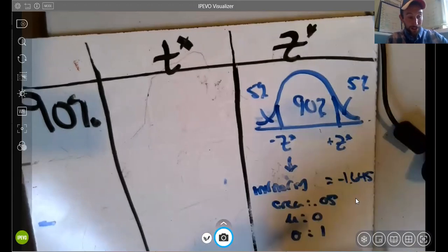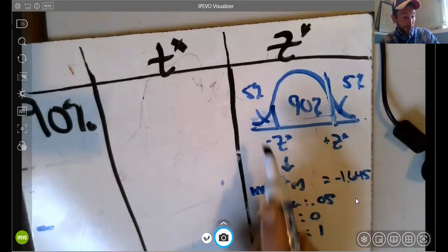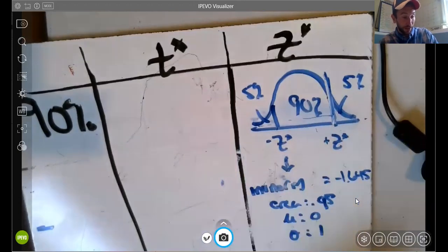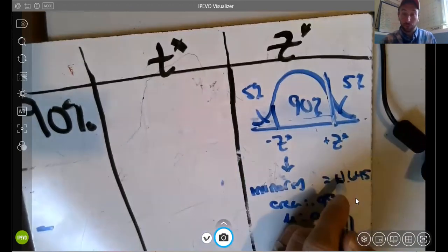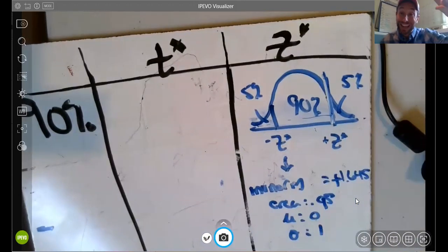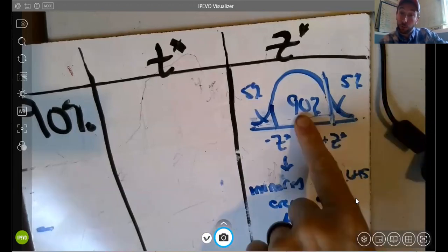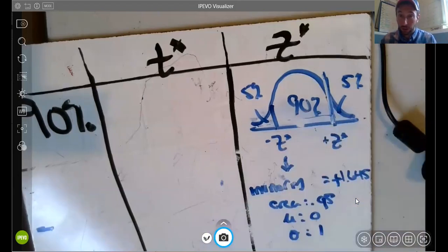Or for this side, my area to the left would be 0.95. So I could change this to 0.95, and I'm just going to get positive 1.645. Or if I have a newer TI model, I have my tail option. I can choose the center for the tail, and then for my area, I can put the area that's in the center, 0.9. It'll give me both positive and negative 1.645. Or just look it up in the table. But that's one way to get those values.